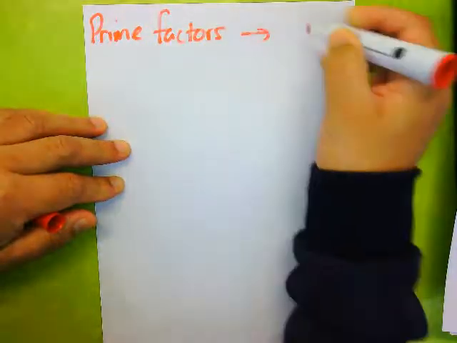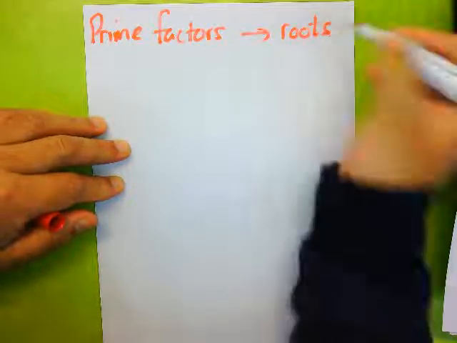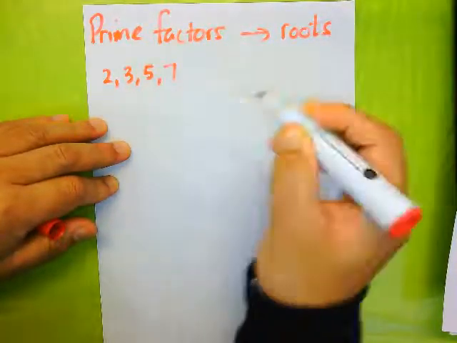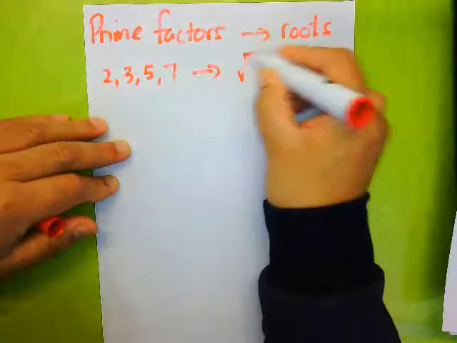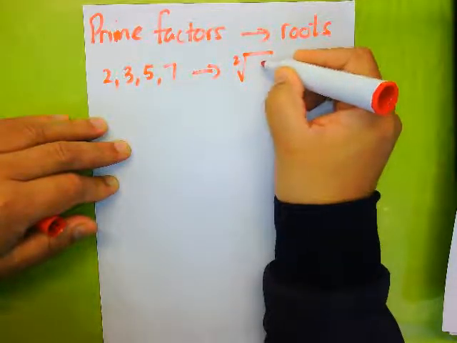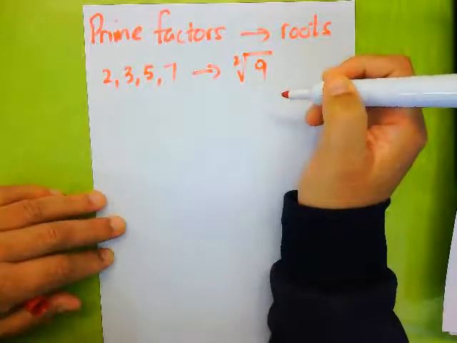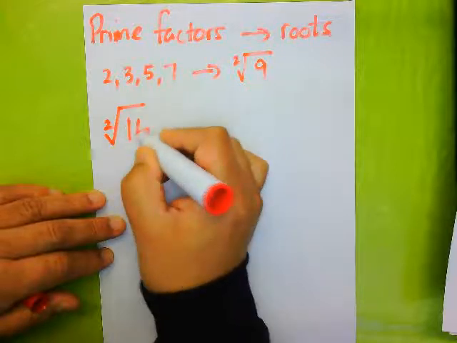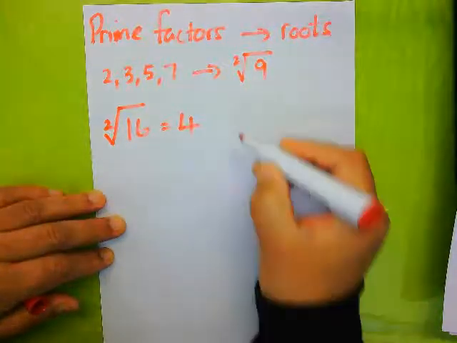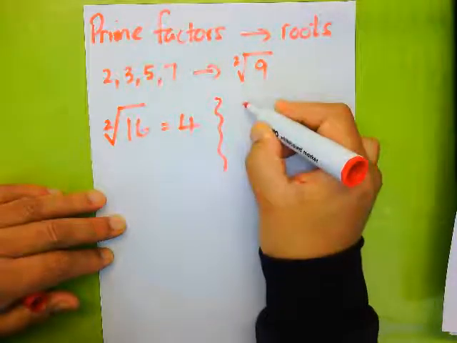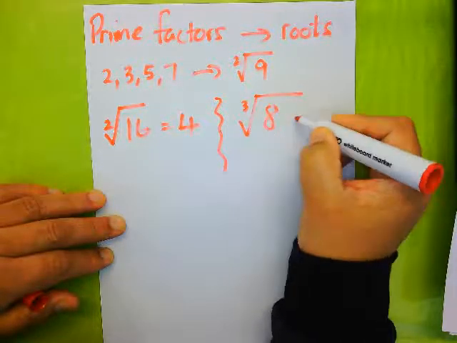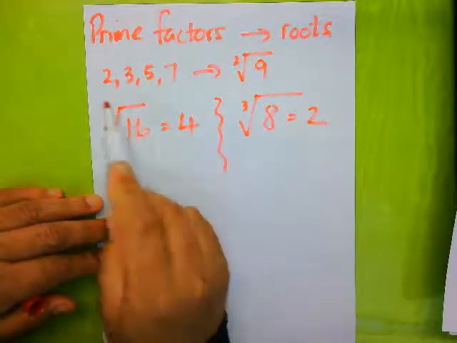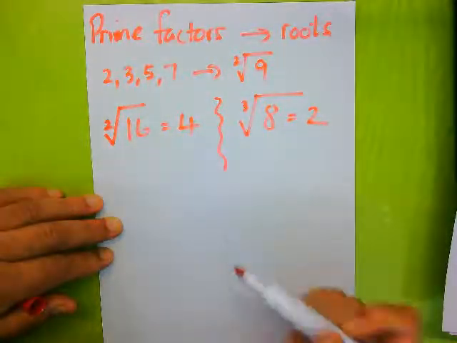Today's lesson is about using prime factors to calculate roots. That is basically to use your prime numbers, for example, to calculate maybe the square root of 9. Now we know that the square root of 16 is equal to 4, and that the cube root, for example, of 8 is equal to 2. Now I'm going to show you how to use prime numbers to calculate those roots.